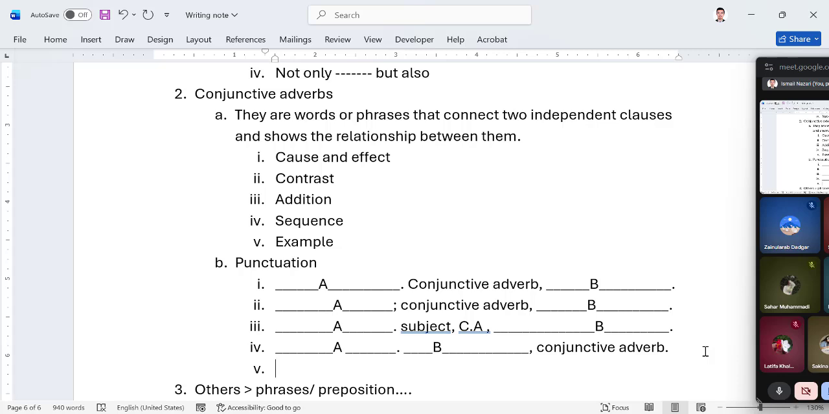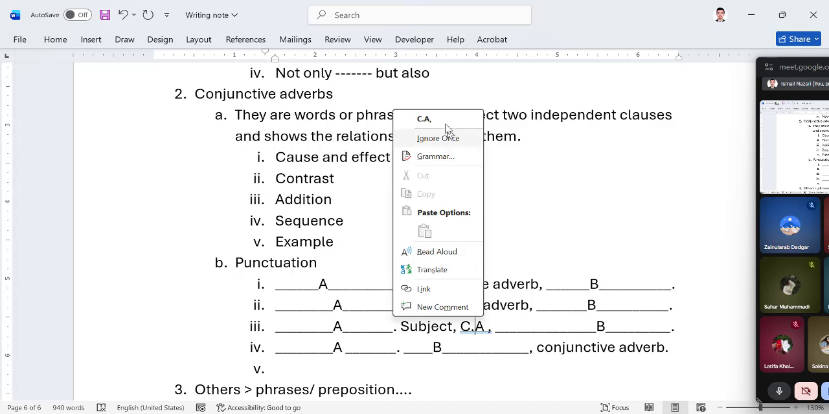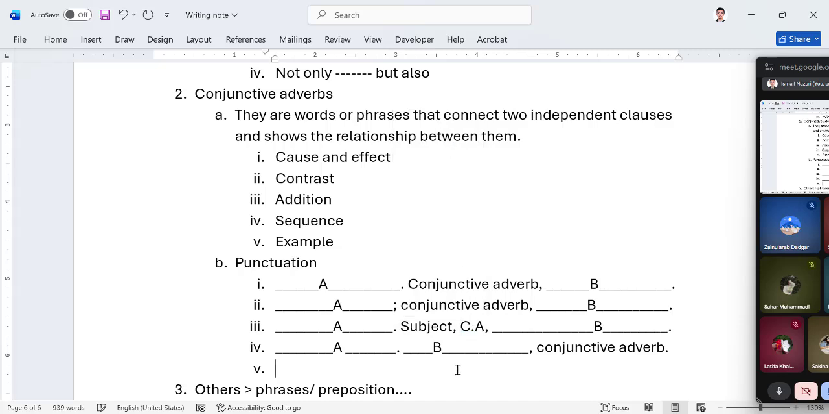Punctuation of conjunctive adverbs is especially important in the writing section. When we are writing to connect two sentences, we have to always be careful about how to punctuate. Punctuation and capitalization are important subjects in the new TOEFL writing section, although they were important in the previous versions as well, but right now it's more important because we have a smaller number of words. So these issues are very important.